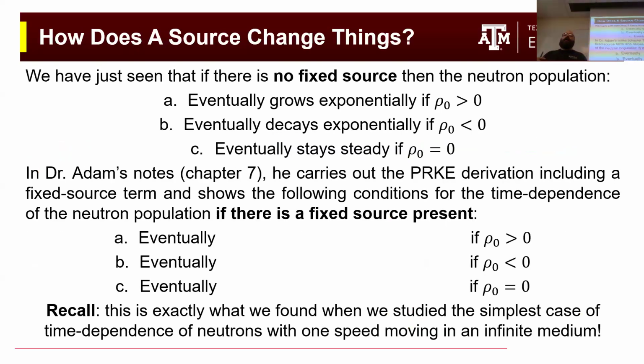So we've talked about how the behavior of our system is going to change when there's no source. If the reactivity insertion is positive, it's going to be an exponential increase. If the reactivity insertion is negative, it's going to be an exponential decrease. And if there's no reactivity insertion, our system is going to remain in steady state. And that's what we can say about our system if there's no source in the reactor.